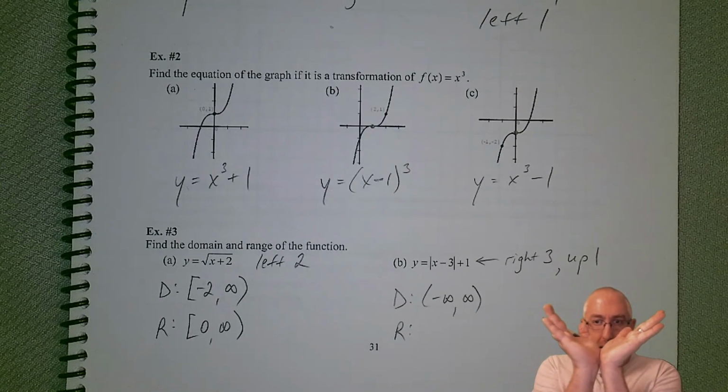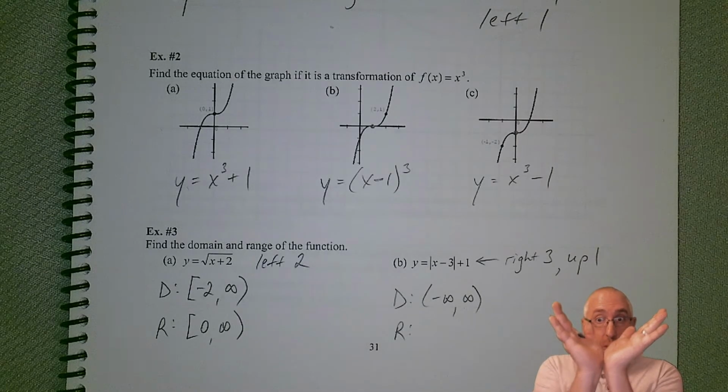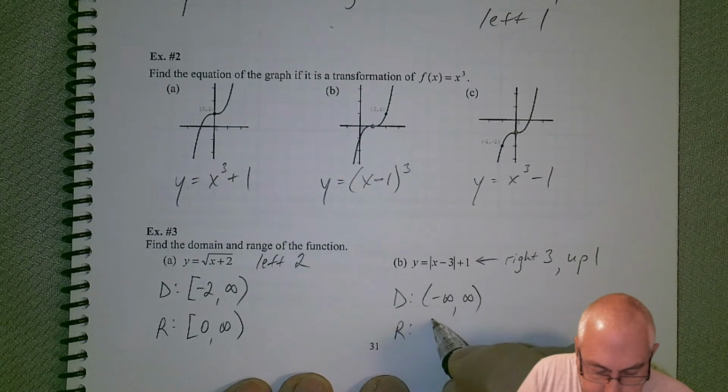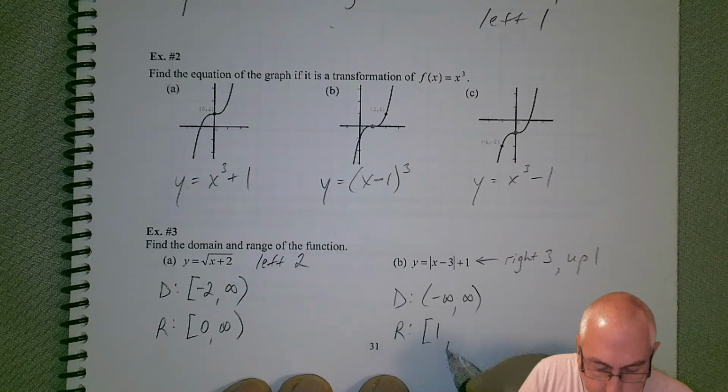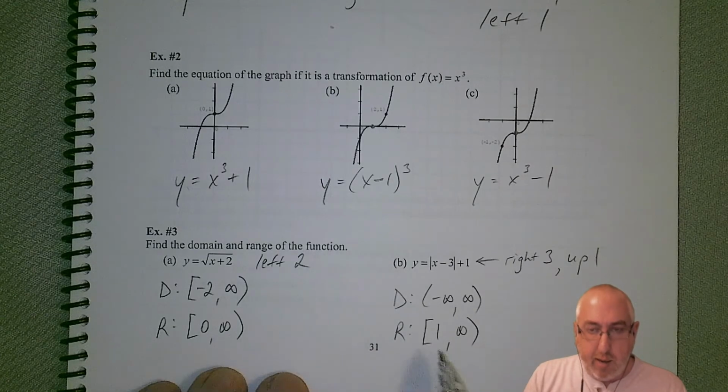So again, the range is focused at the origin. So the left and right doesn't really make a difference, but it does go up 1 unit. So because it goes up 1 unit, the range can't start at 0 now. It's got to start at 1 and go to infinity. And we want to still include that 1.